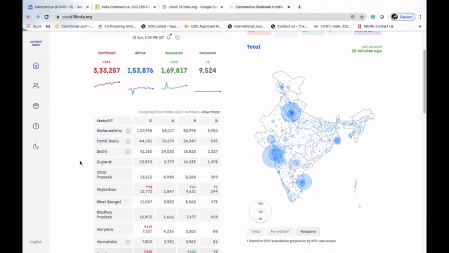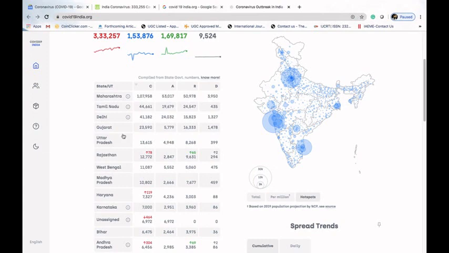So now this is the data. We can also get the major epicenters of the cases. So these are the four cities.